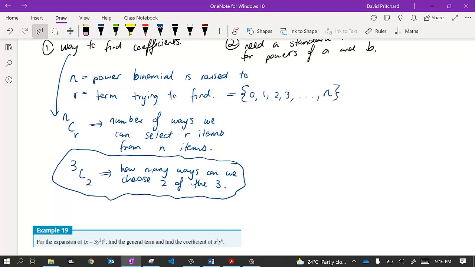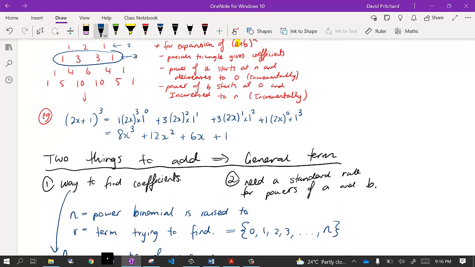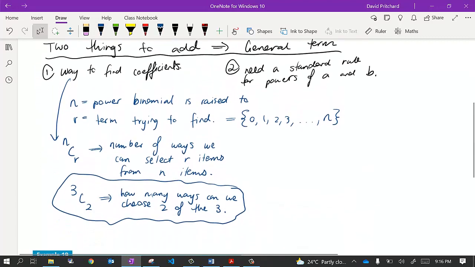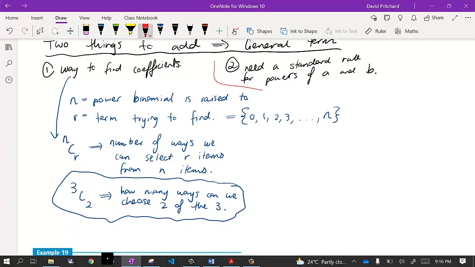So the first part of our rule is we're going to say nCr. So n is the power and r is the term that we're trying to find. We'll look at how that works in a second. The second thing is that we need a standard rule for the powers of a and b.